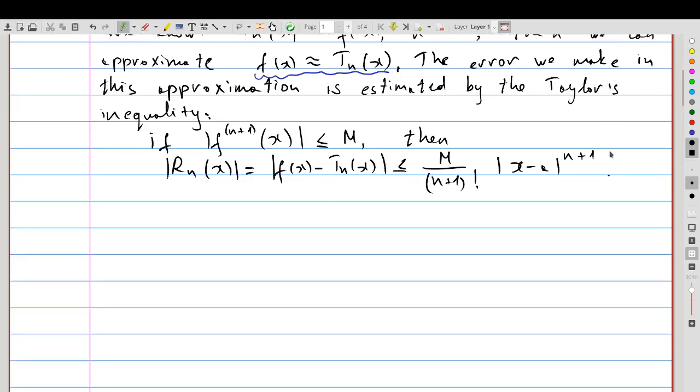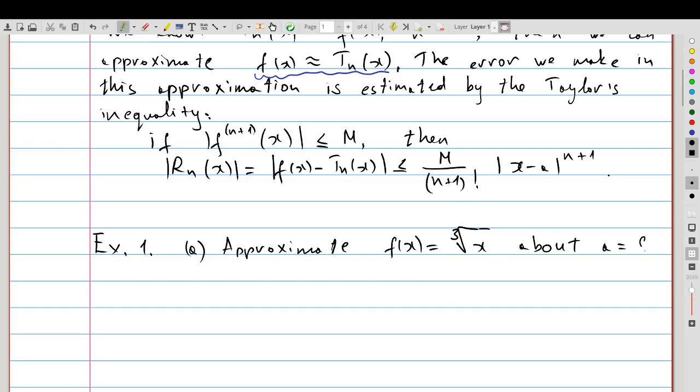So let's take an example. Something that would be interesting to do perhaps is approximate a function, say f of x equal to the cubic root of x. So this is a function that's rather non-trivial to evaluate. And let's say for some engineering purposes, we're interested in its values around the point a equals 8. So we will approximate the cubic root of x about this point.